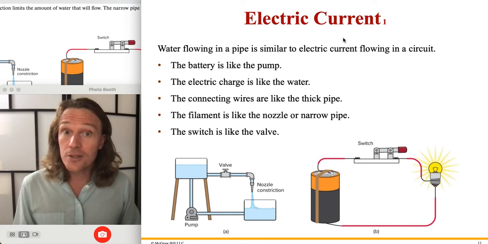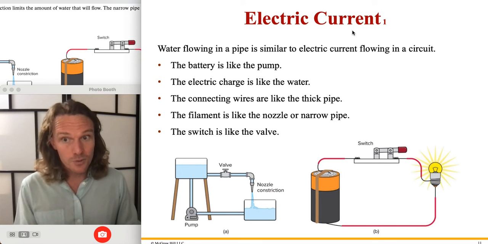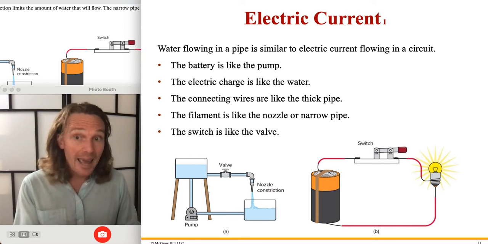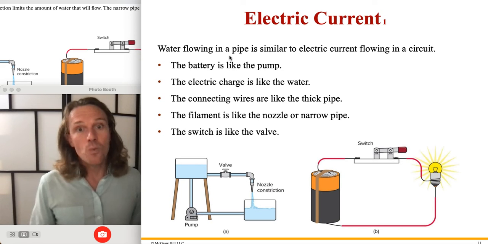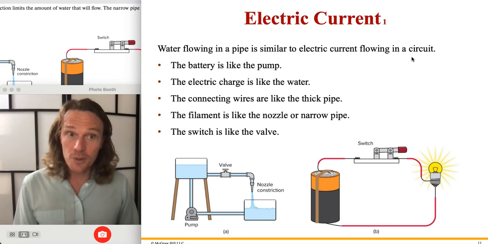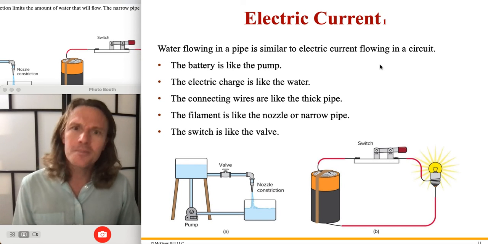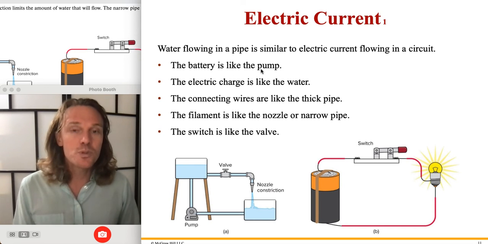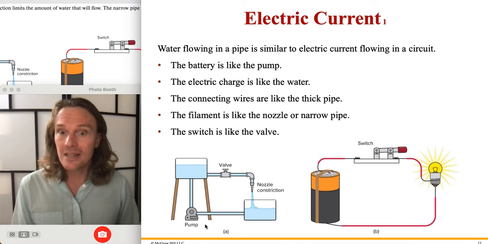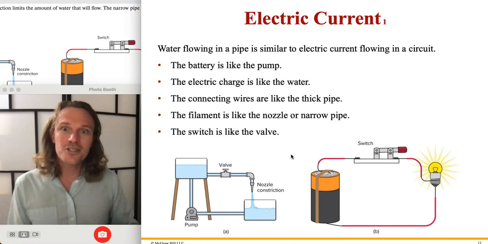All right, so more on that official definition of current. We know the units now. Coulombs per second, the ampere. All right, so water flowing in a pipe is similar to the electric current flowing in a circuit. Have you heard this before? The battery is like the pump. Okay, cool. It's funny here because the pump is probably literally electrical energy, right? So it takes the analogy full circle.